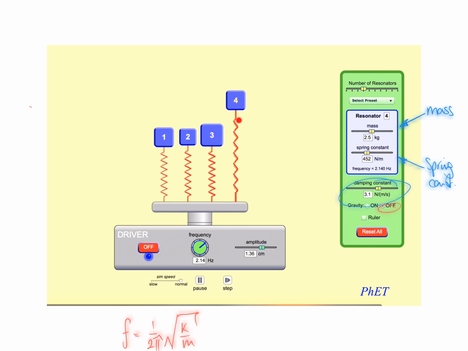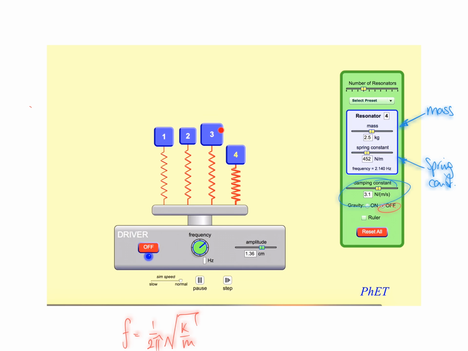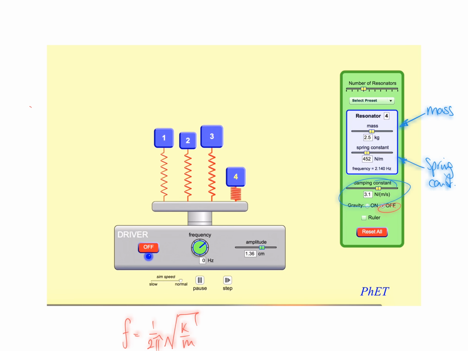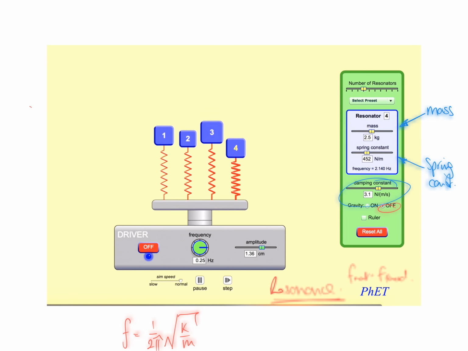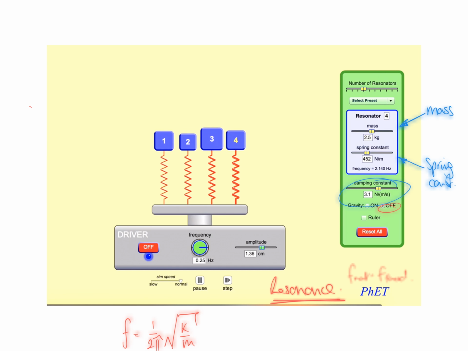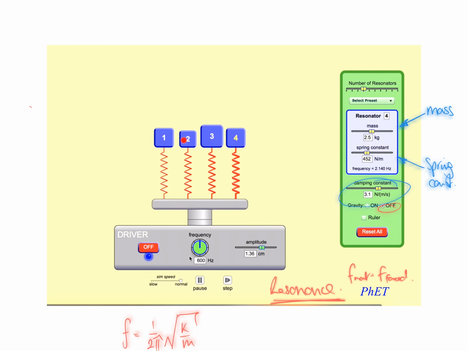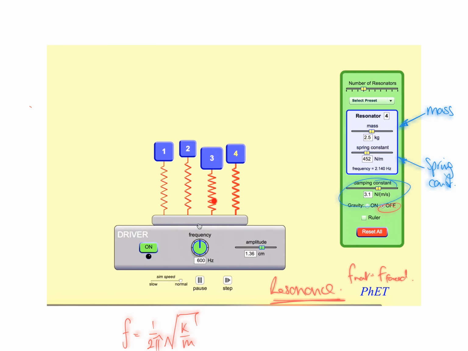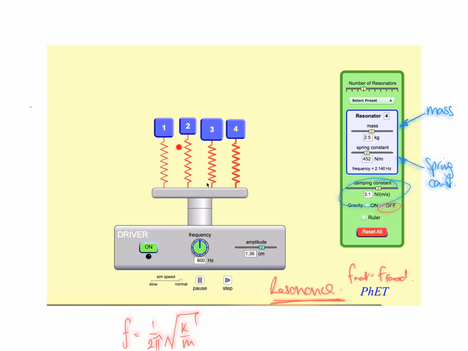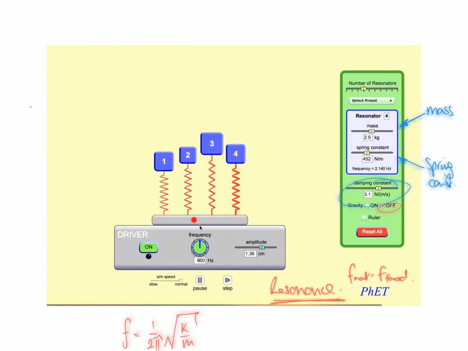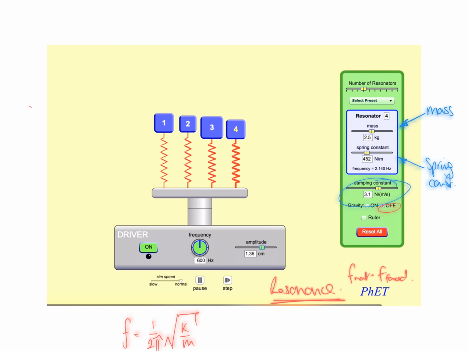We call these resonant frequencies. So all of these have a resonance. Resonance is taking place when the natural frequency equals the forced frequency. I'm also showing here what happens when I've got a very high frequency. Well, nothing happens in terms of the amplitude at all. And when I've got a very low frequency, they all move with the same amplitude that the plate's moving with.